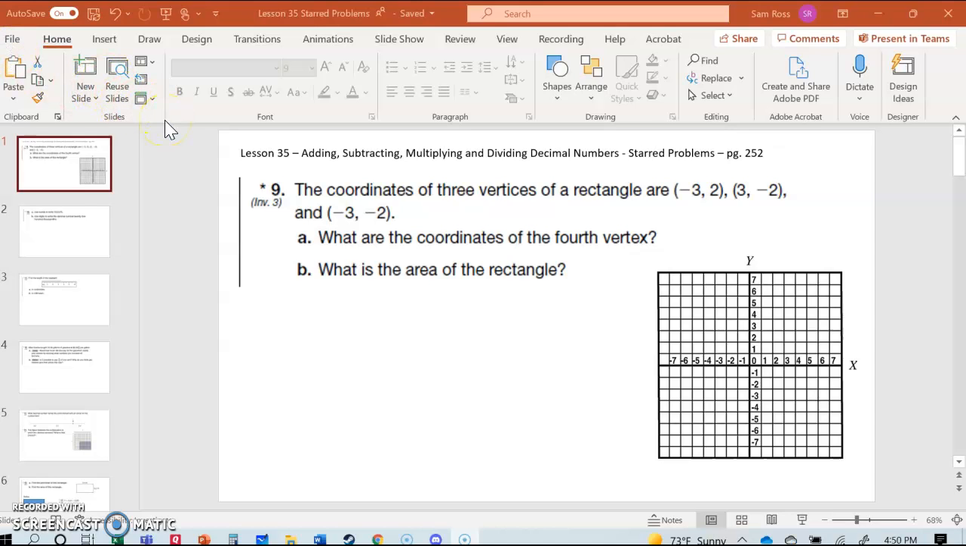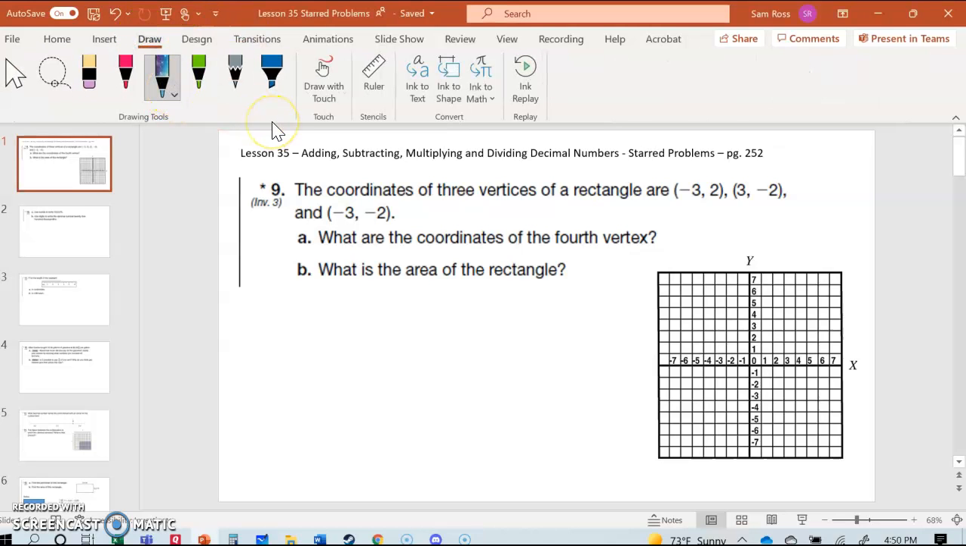This is number 9. It says the coordinates of the three vertices. Keep in mind, vertices is just a fancy math word for corners of a rectangle, so we know it's going to look something like this. What are the coordinates of the fourth vertex, which is singular for vertices?